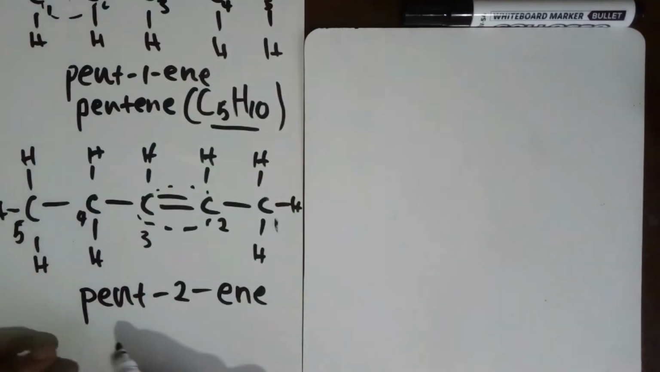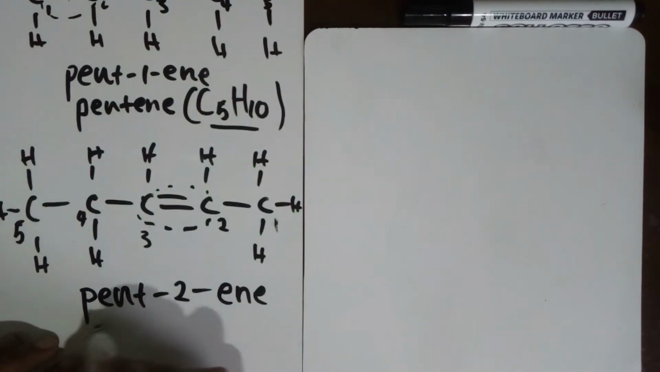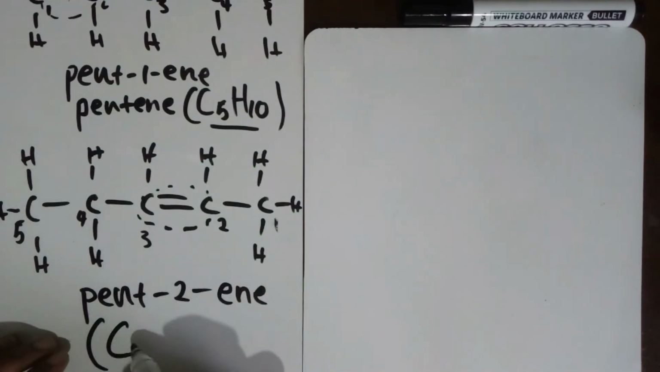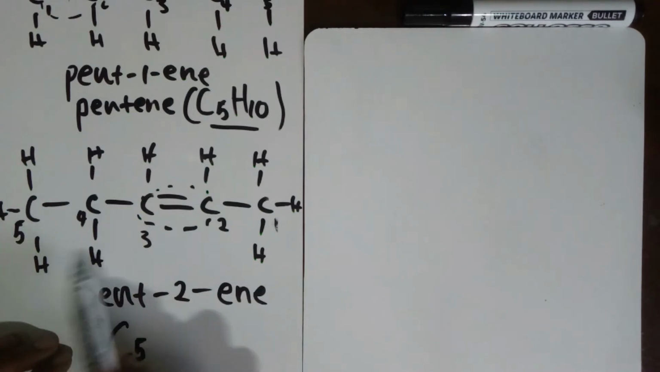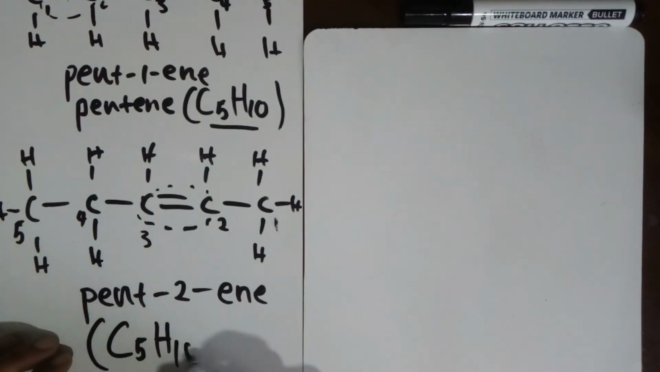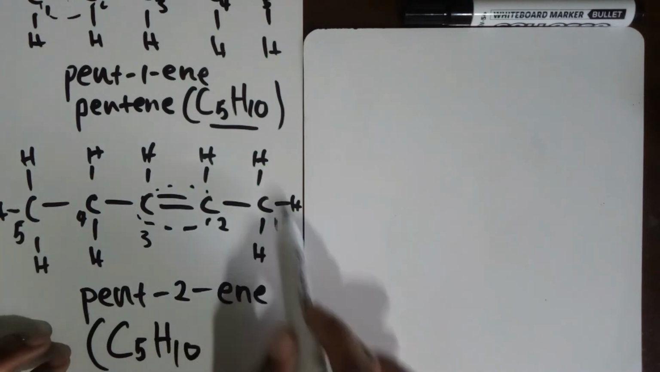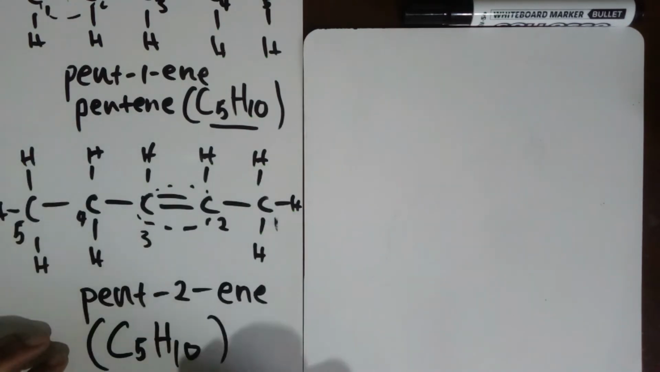Let us do the same thing for pent-2-ene. Write the molecular formula. How many carbon atoms do we have? It's 5. The number of hydrogen atoms is still supposed to be 10. Let me just count them: 1, 2, 3, 4, 5, 6, 7, 8, 9, 10. So it's H10.